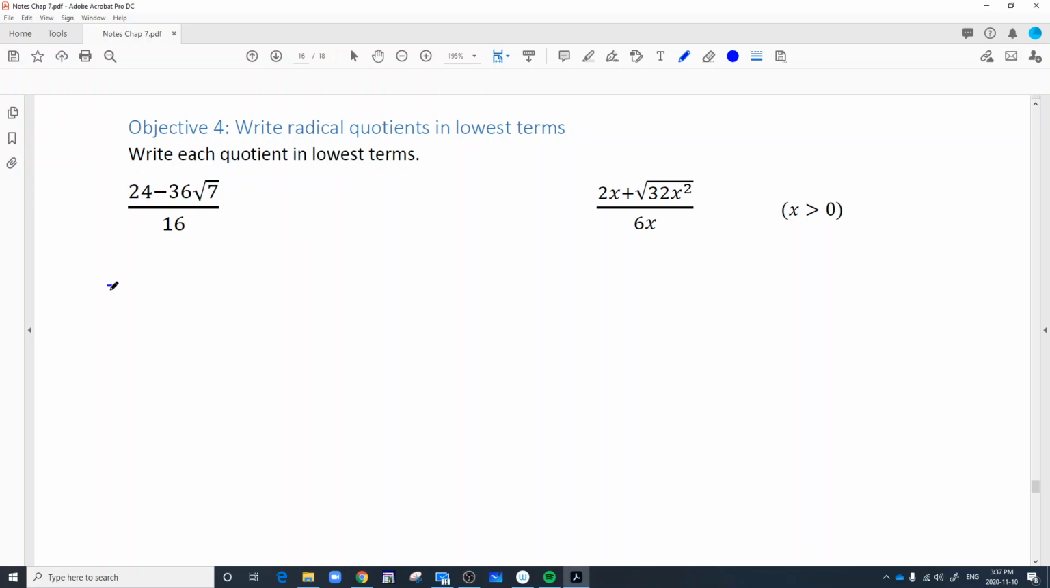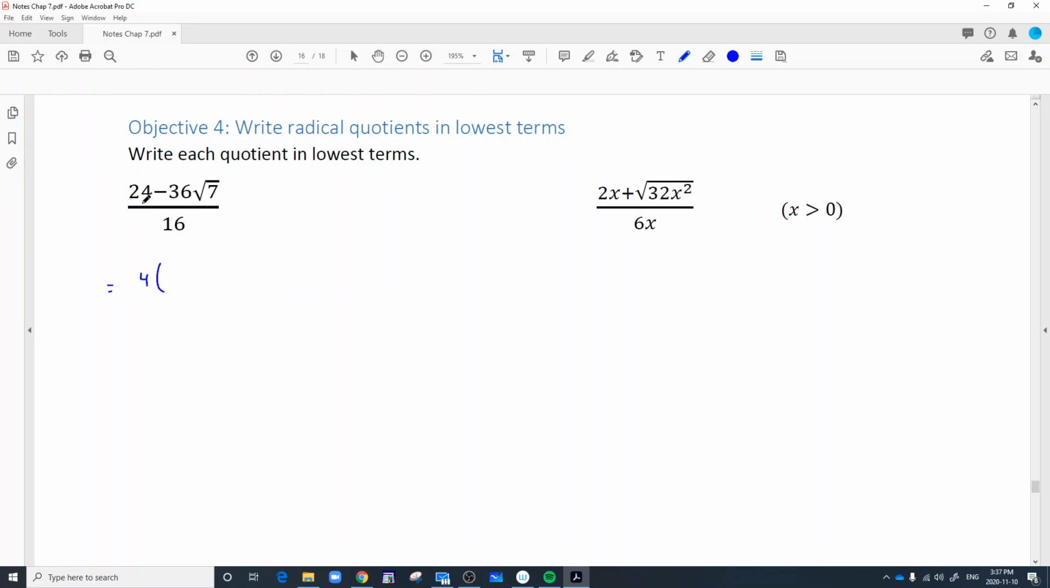To see that, you have two options. In chapter 4, we would have taken each term in the numerator and divided it by 16. In chapter 5, we would have looked for some greatest common factors, and that's the way that I prefer to do it. So you're looking for a number that divides evenly into 24, 36, and 16. That happens to be 4.